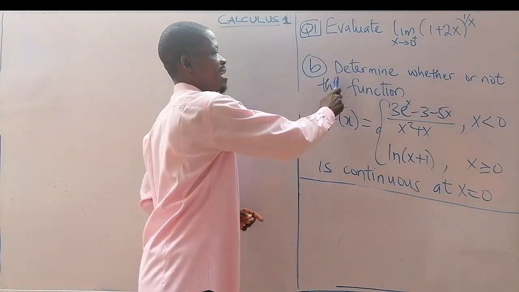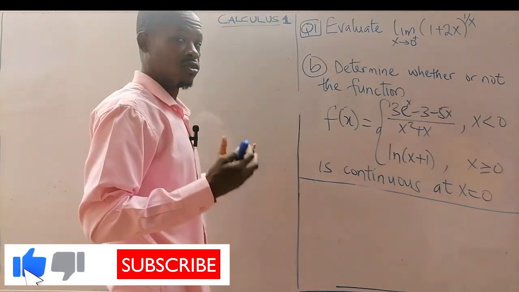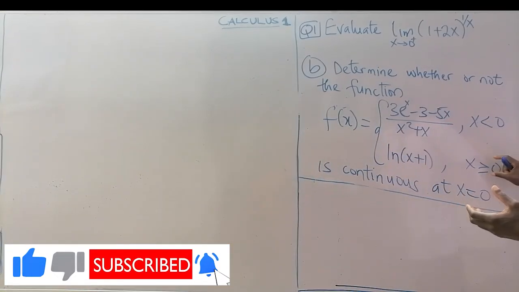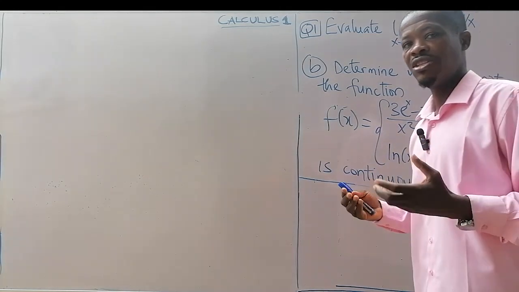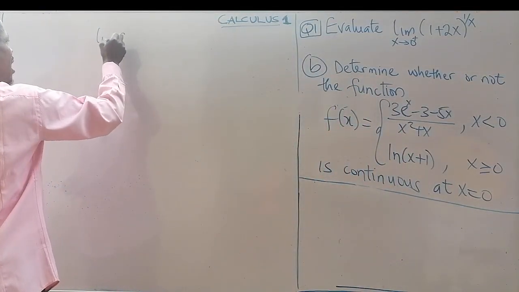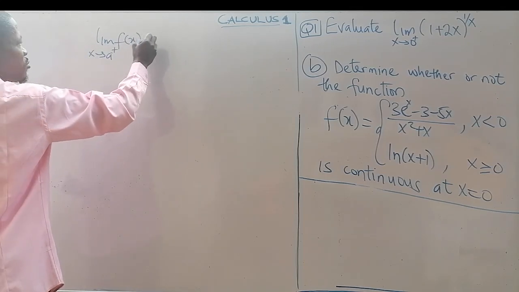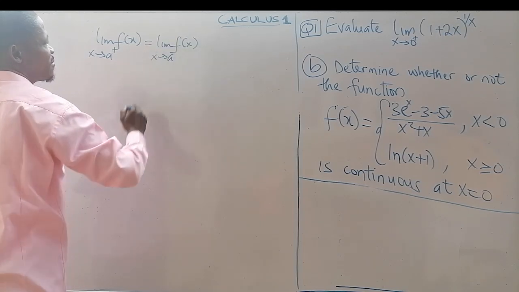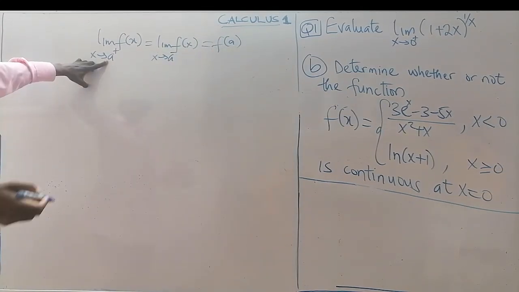The B part: determine whether or not the function f of x is continuous at x equal to 0. So what we're going to do is to look at the boundary condition we are given. This is x greater than or equal to 0. This is x less than 0. Determine continuity. The first thing we must know, the condition is this: the limit of f of x as x tends to a positive must equal the limit of f of x as x tends to a negative. They must be equal to each other, and at the same time they must be equal to f of a. And our a in this question is 0.